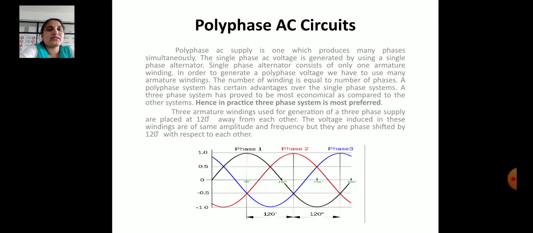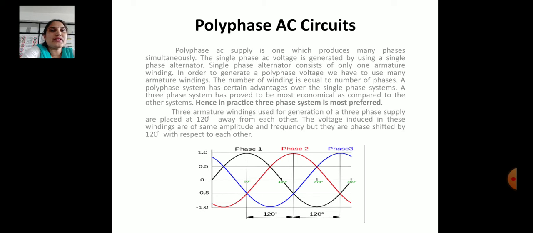Now today we will discuss polyphase AC circuits. Up to now we have already discussed the single phase AC circuit. For domestic AC supply, we require single phase AC supply with 230 volt, 50 hertz frequency. But this supply is not suitable for certain applications, so some loads need polyphase AC supply.